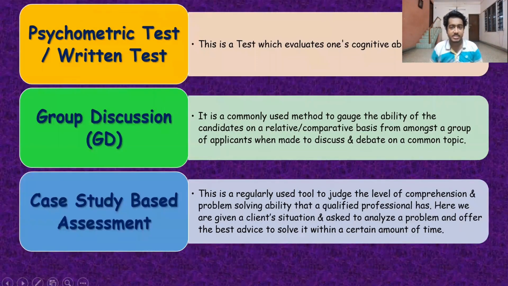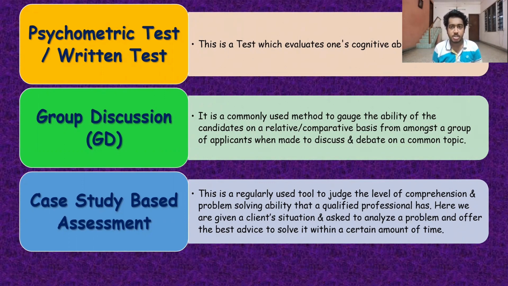So firstly, as you can see on the screen, there are 3 different types of tests or assessments, and these are very common in any interview or any company. So this might not be the actual interview, but these are preludes or things that precede the personal interview, but are a very essential part of the recruitment process. So first comes the psychometric test or the written test. This, as you all know, tests the cognitive ability or the personality of the person.